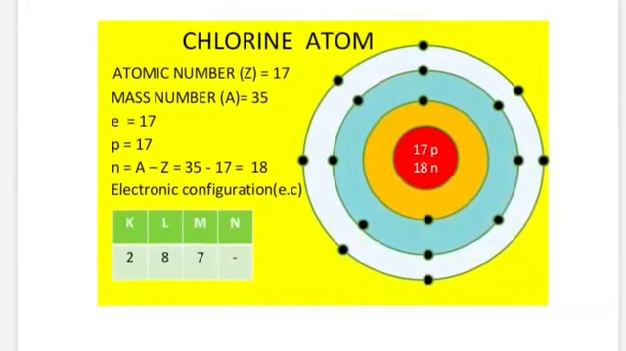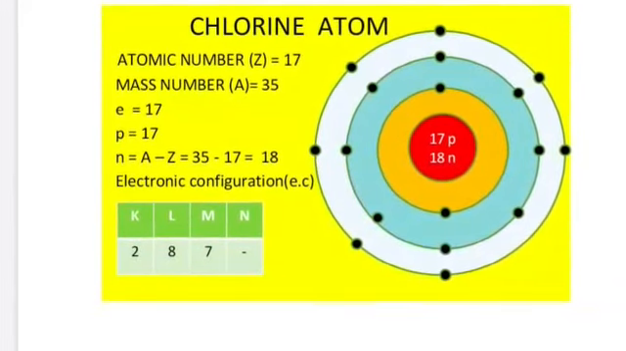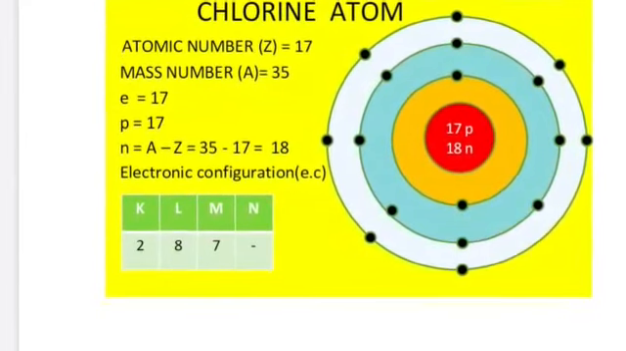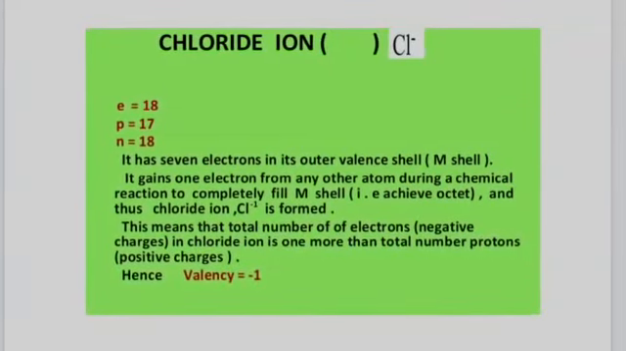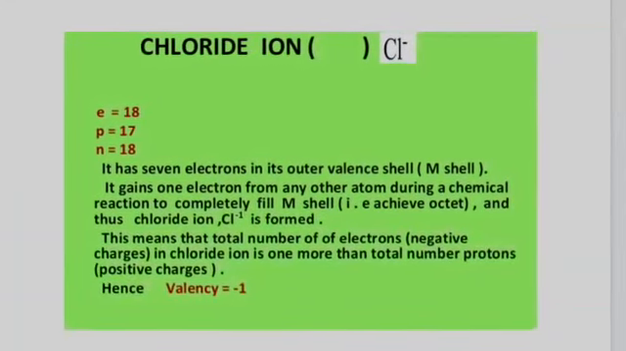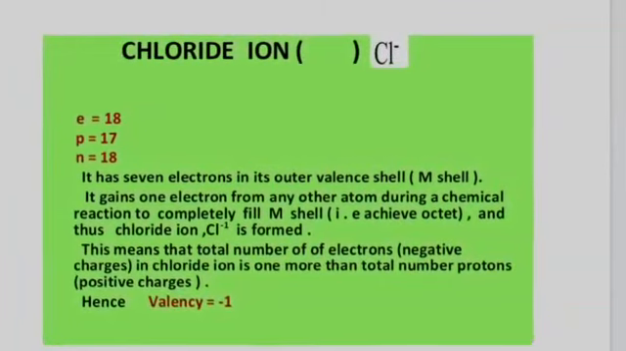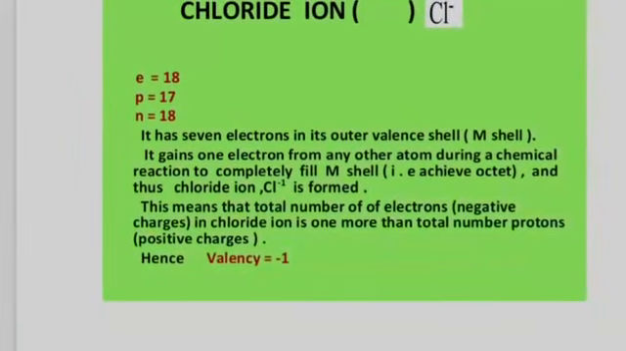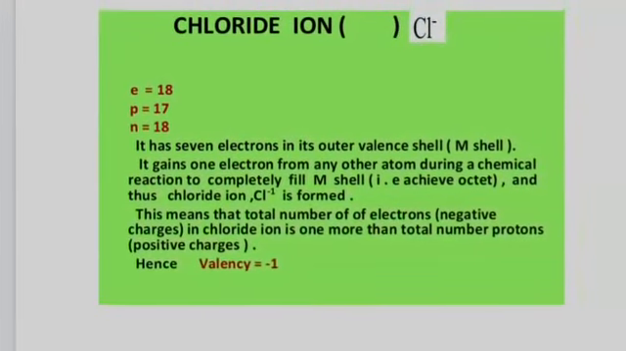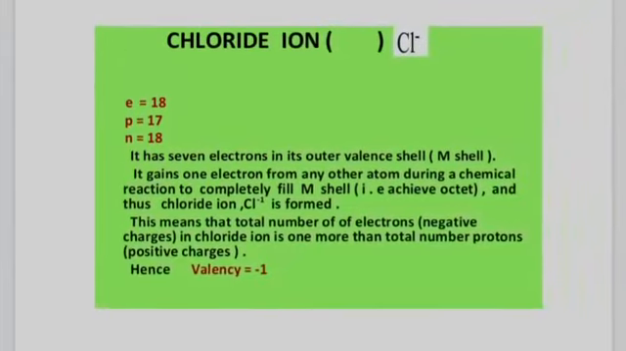Now we come to the chlorine atom with electronic configuration 2 8 7. It requires just 1 more electron to completely fill the M shell. It gains one electron from any other atom during a chemical reaction to completely fill the M shell. It forms chloride ion, Cl-. You must have understood by now that the total number of negative charges in chloride ion is one more than the total number of positive charges, therefore -1.